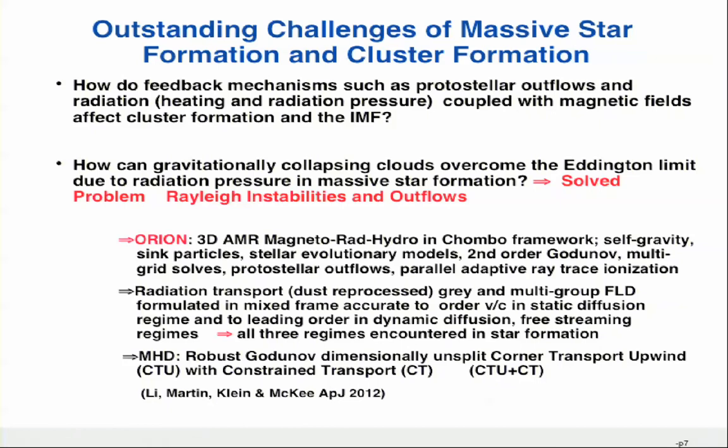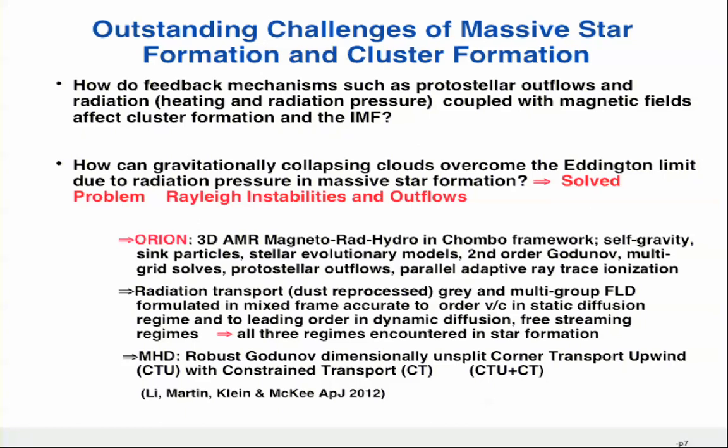To attack these problems over the last several years at Berkeley, we built Orion. It is a full 3D adaptive mesh refinement magneto-radiation hydrodynamic code. It currently lives in the Chombo AMR framework. It has self-gravity, sink particles, stellar evolutionary models, second-order Godunov schemes, multigrid solves, protostellar outflows, and parallel adaptive ray trace ionization. That's the direct ionization.